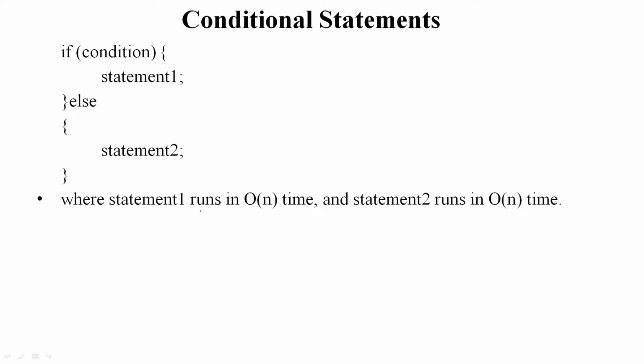Then conditional statements. If a condition has some relational operation, and the condition is true, the statement 1 block will execute. If the condition is false, the else block, statement 2, will execute. Statement 1 runs in order of n time and statement 2 also runs for order of n time, based upon the condition.